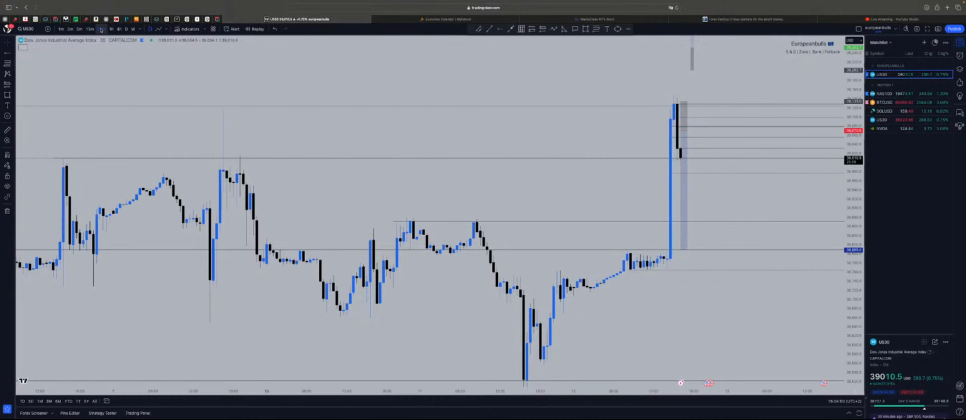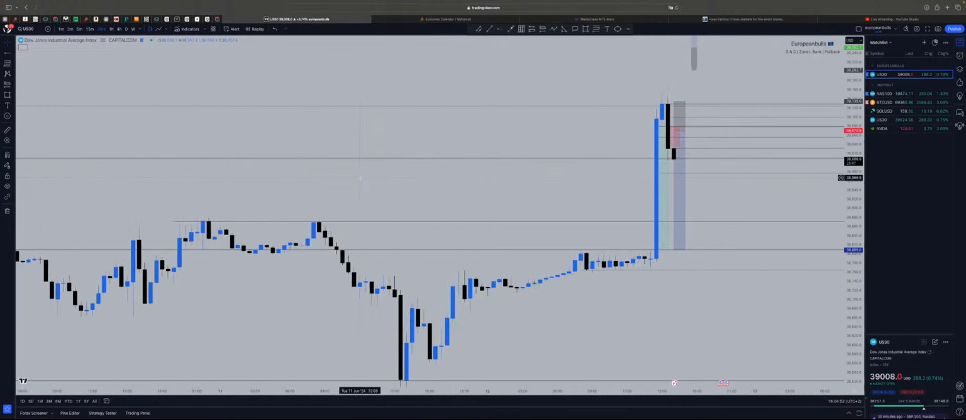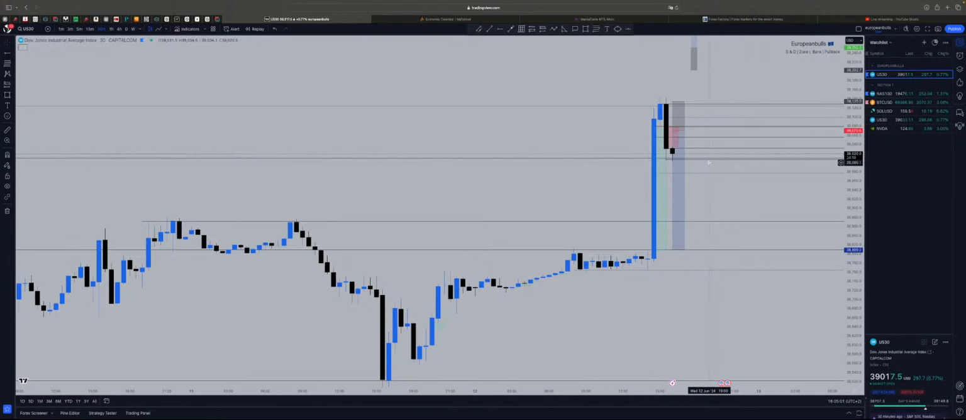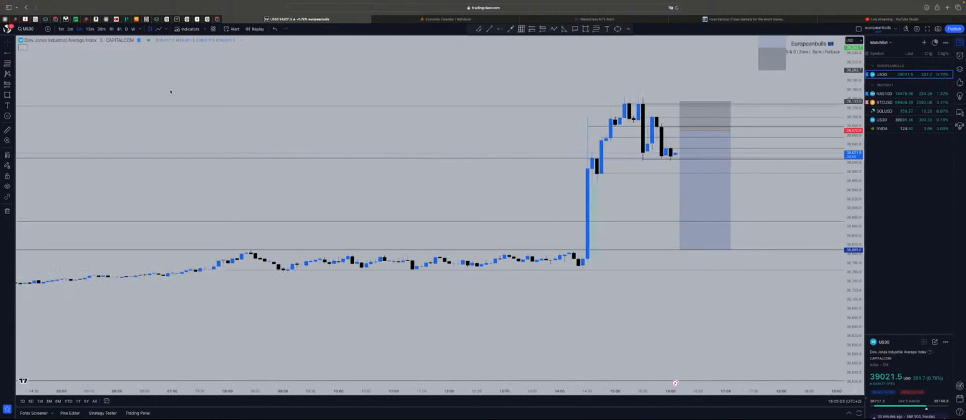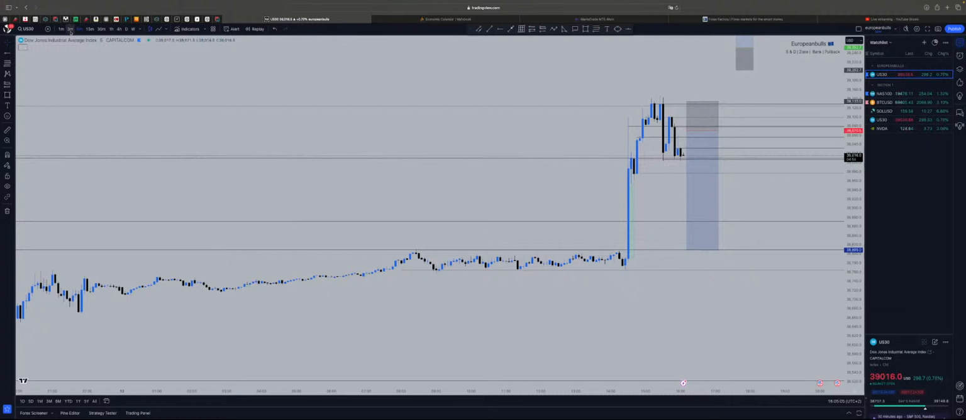15 minutes, it looks very promising to me. As long as the price is under or above this wick, I would still be very uncertain about the trade.